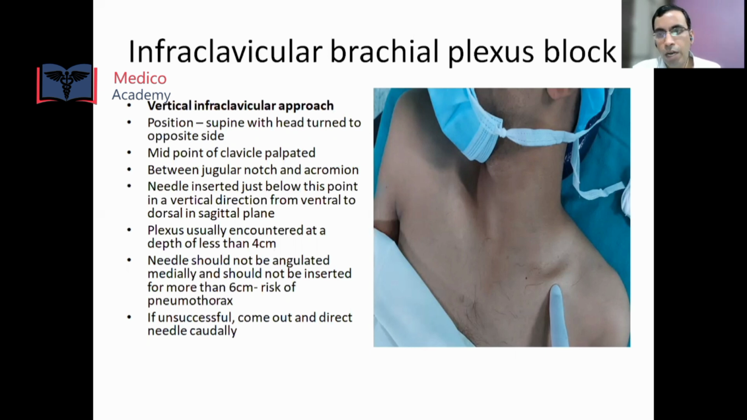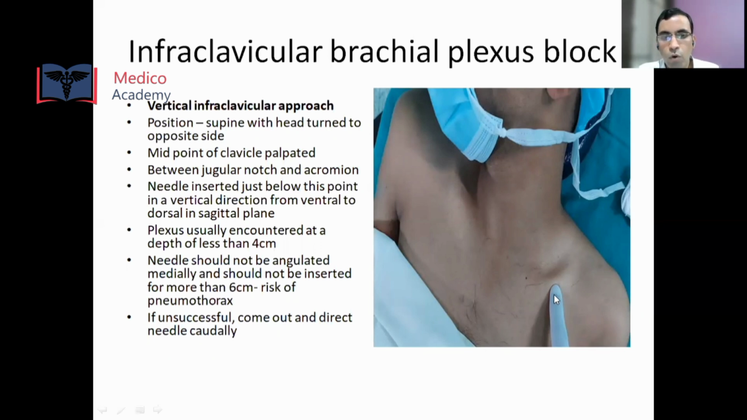We'll start with the landmark-based techniques. The first technique is the vertical infraclavicular approach. The patient is placed supine with the head turned towards the opposite side. The midpoint of the clavicle, that is between the jugular notch and the acromion, is palpated. The needle is inserted just below this point in a vertical direction from ventral to dorsal.